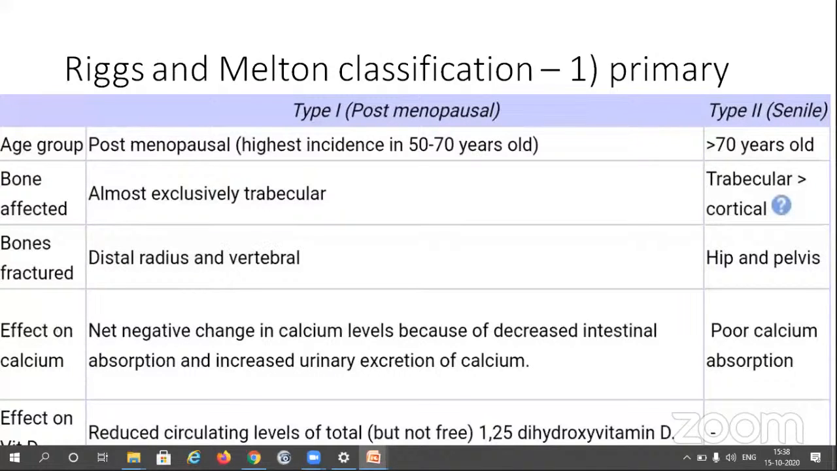Type 2 is senile, that is occurring in those more than 70 years old. The bone most commonly involved is trabecular more than cortical.